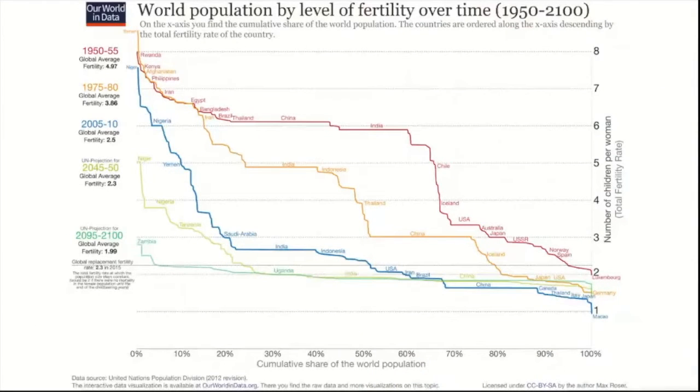Look at this, world population by level of fertility over time, 1950 to 2100. They even push forward all the way to the year 2100. So you take a look at this and it might be a little confusing. On the left-hand side, the axis, you have 1950 moving down all the way to the year 2100. On the right-hand side, the number of children per woman, right? And now you see the countries.